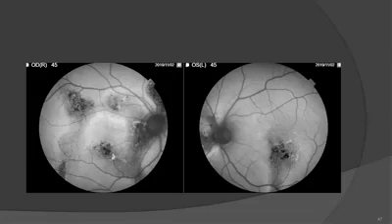Thank you very much. It's debatable. It's still a big debate in all conferences when you're talking about the role of anti-VEGF in these cases.